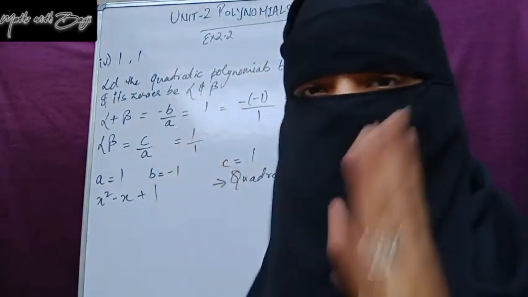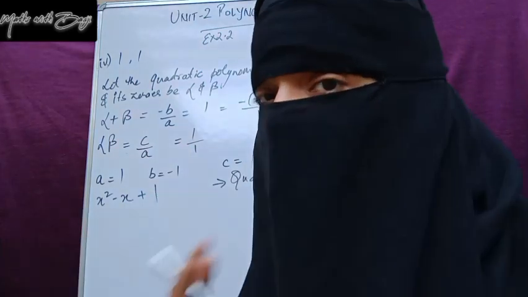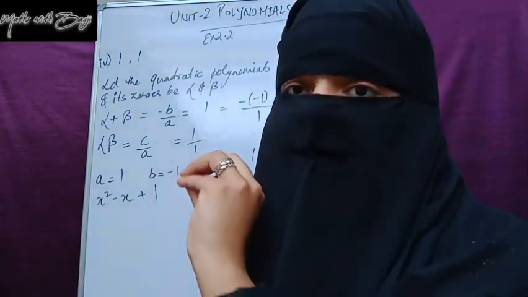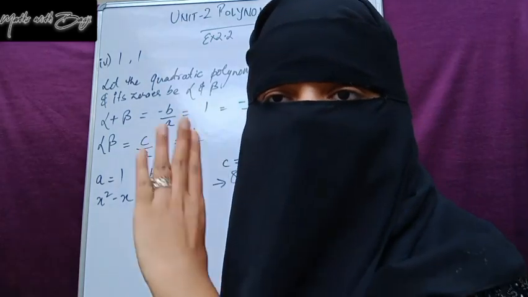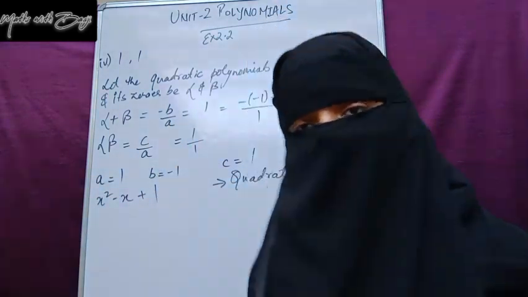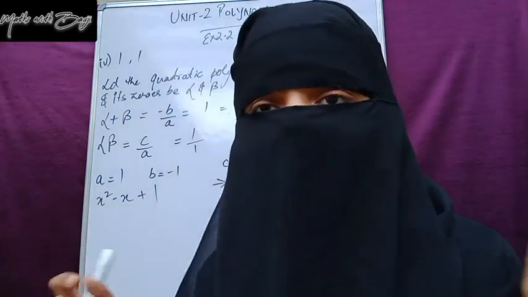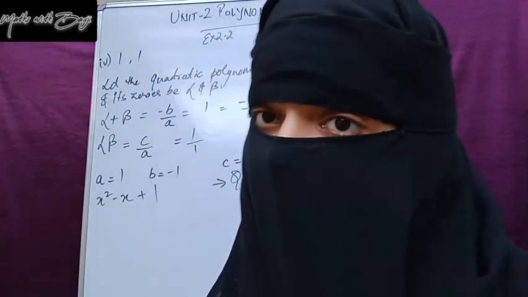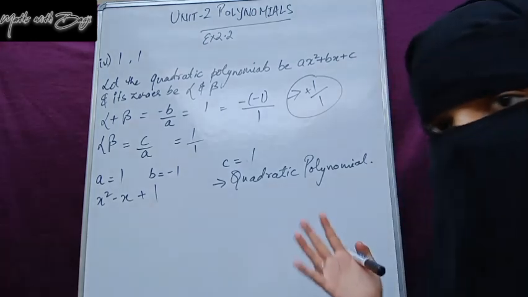And the formulas you can write by yourself. It will be better if you write: sum of its zeros equals minus coefficient of x upon coefficient of x square, and product of its zeros will give what? Constant term upon coefficient of x square. I hope that is more clear.